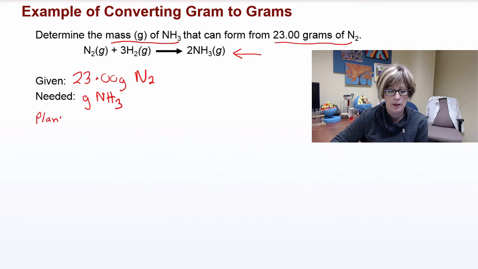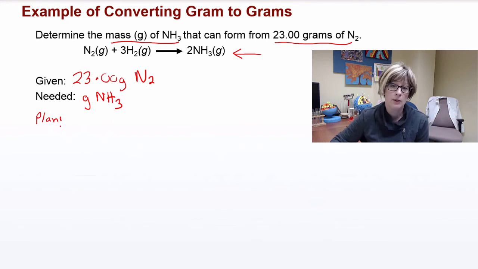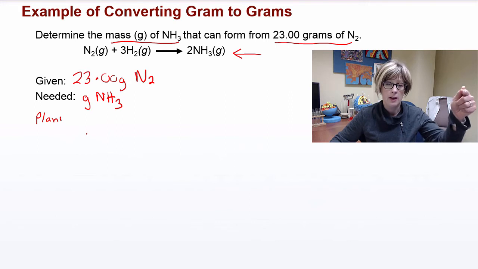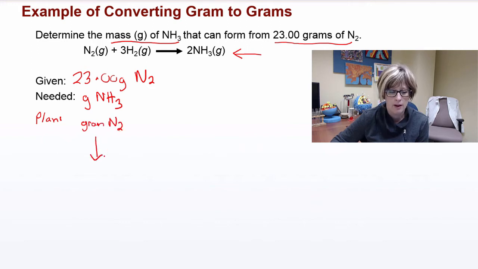So remember, we talked about this before, that we can't convert directly from grams of one element to grams of the other. We have to connect the information using mole-to-mole ratios that come from the balanced equation. So what we need to do is take the grams and convert it to moles. Then when we've got that mole information, we can use the information from the balanced equation. So the first step is to take the grams of the nitrogen gas and convert that to moles of nitrogen gas.